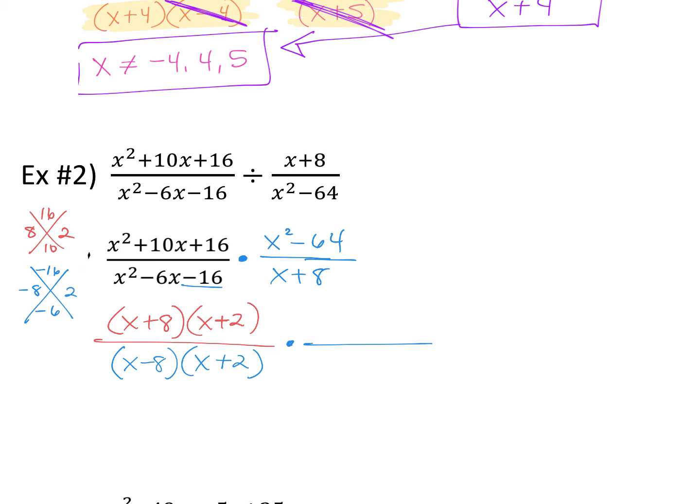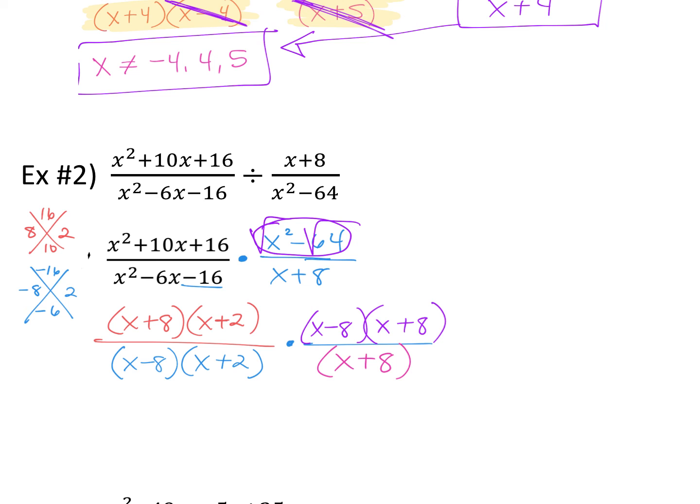times, what can I do with x squared minus 64? It will be x minus 8 and then x plus 8. X minus 8, x plus 8, right? We're just square rooting both because it's a difference of squares. And then on bottom, you still have that x plus 8.